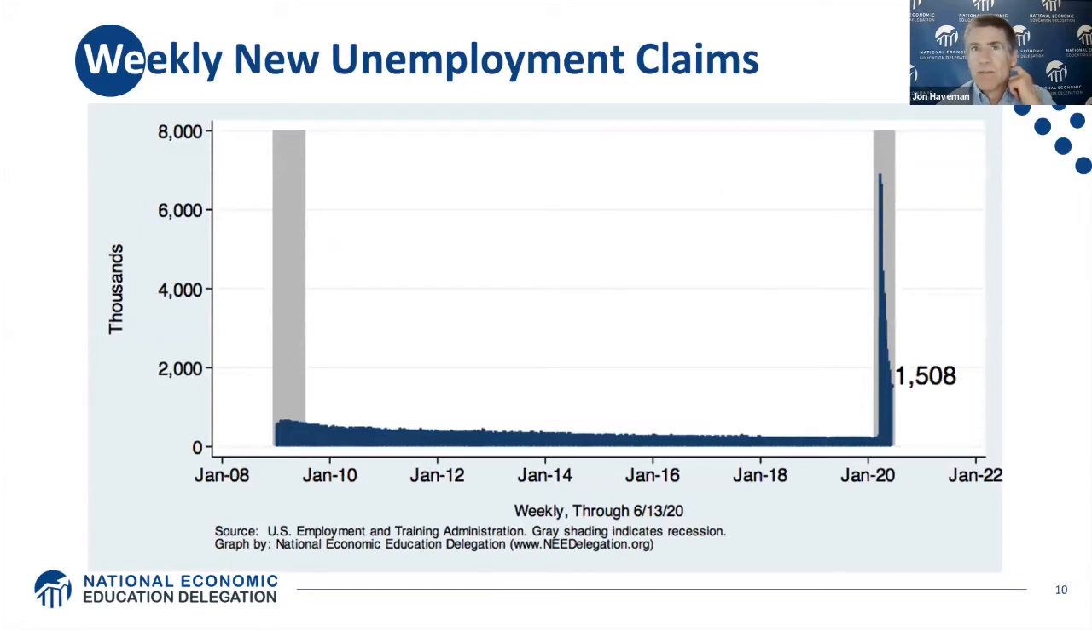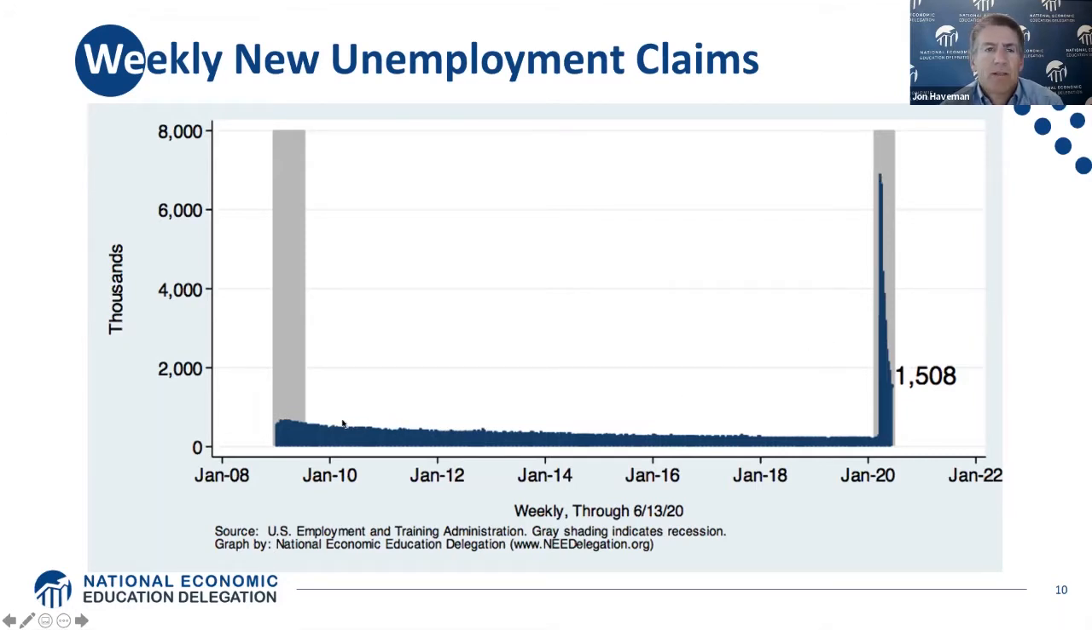This is the first set of data that started coming out. These are new weekly unemployment claims. We were humming along with every week 200,000, 250,000 people applying for unemployment insurance because they lost their job. And then, boom, we ran into the COVID-induced recession. And those numbers jumped up to about 6.6 million.